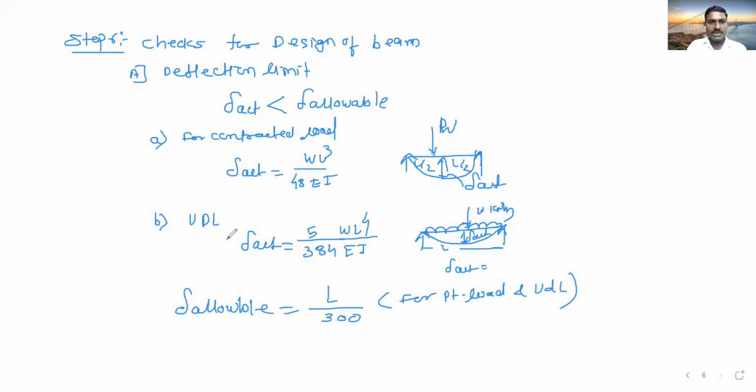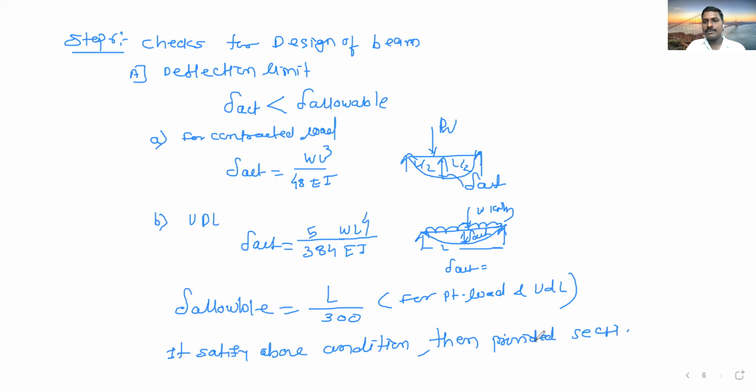So in this way you have to calculate delta actual. The delta actual should be less than delta allowable. So delta allowable, how can we calculate? L by 300. So if it satisfies the above condition, then the provided section is safe. Got it, everyone?